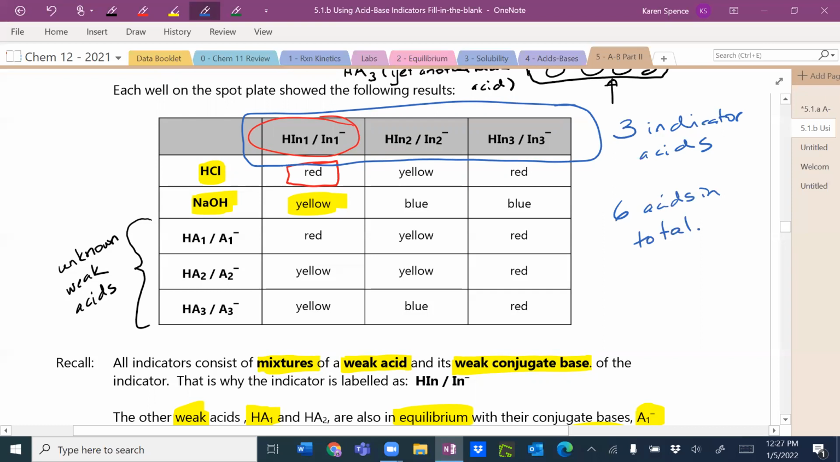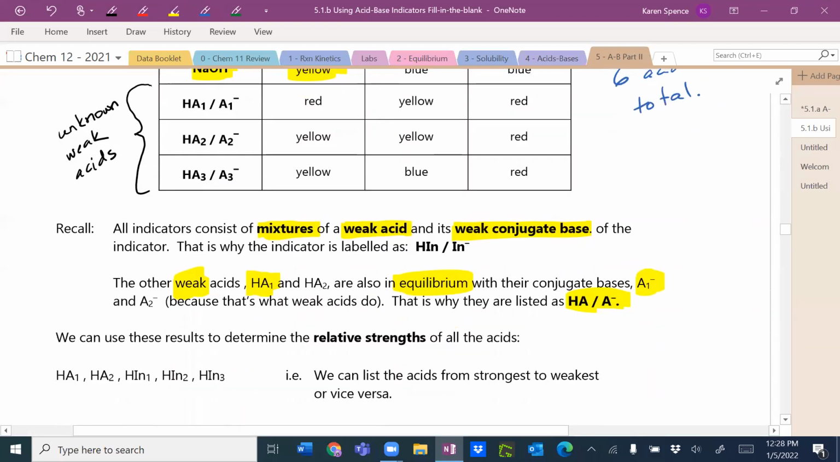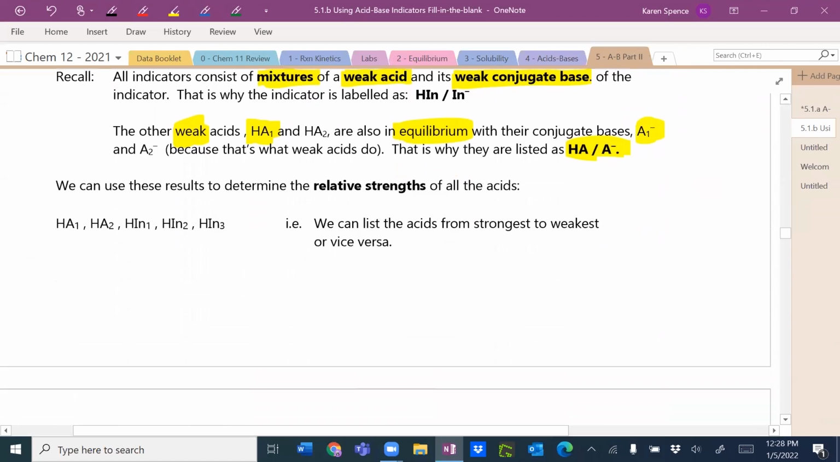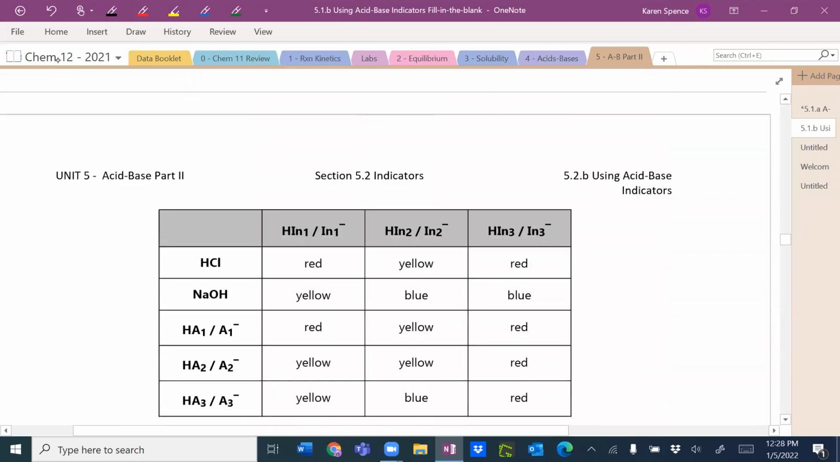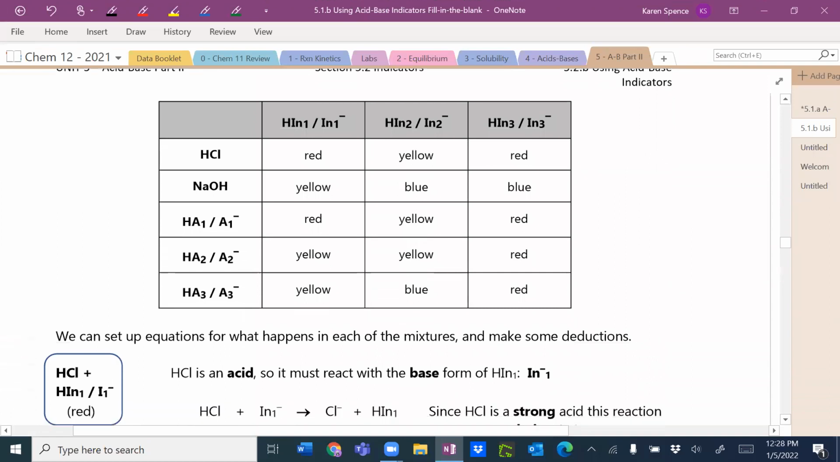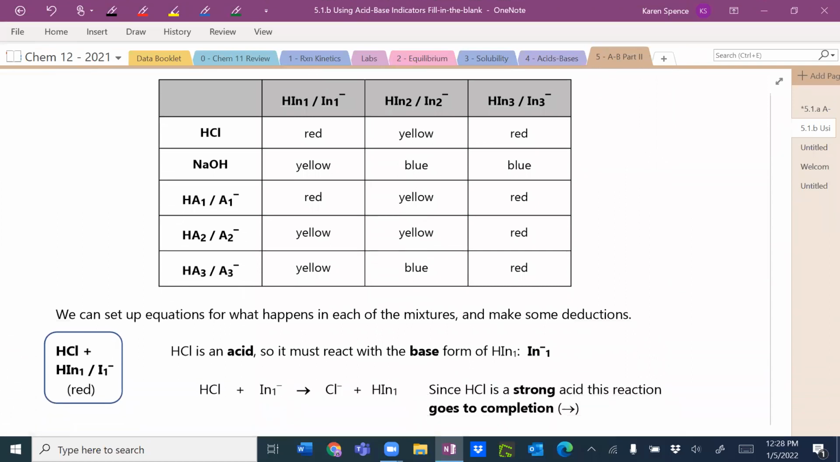Okay, and we are going to put them in order from strongest to weakest using these results. I've put this up at the top of the page again so that we can easily refer to it. So we can set up equations for what happens in each of the mixtures. So we are now going to take a look at this box here.